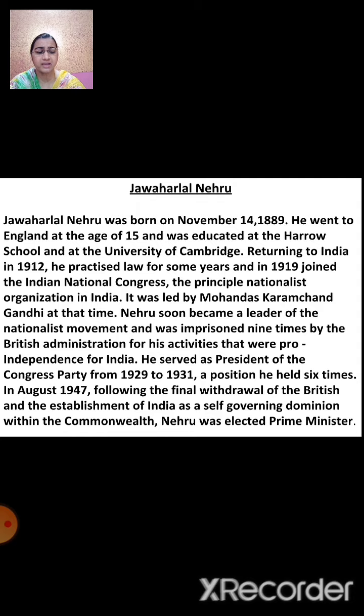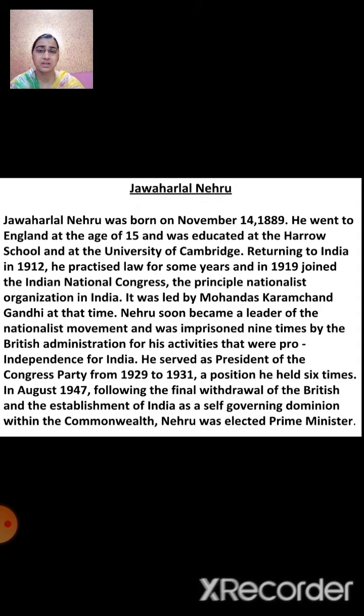Nehru soon became a leader of the nationalist movement and was imprisoned 9 times by the British administration for his activities that were pro-independence for India. He served as president of the Congress Party from 1929 to 1931, a position he held 6 times. In August 1947, following the final withdrawal of the British and the establishment of India as a self-governing dominion within the Commonwealth, Nehru was elected Prime Minister.